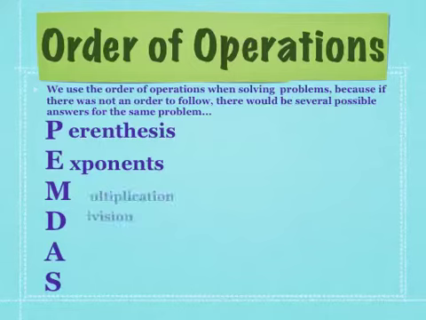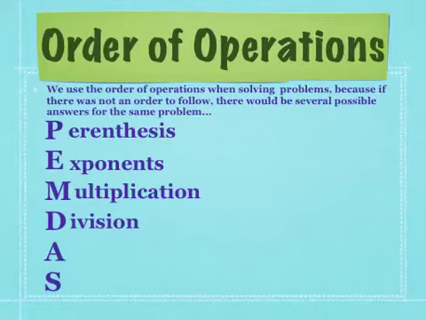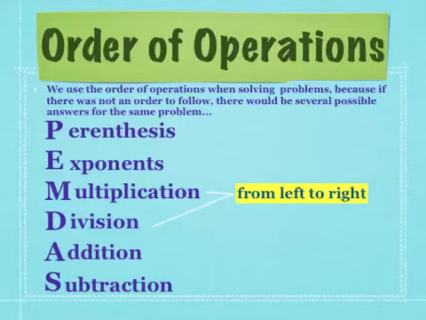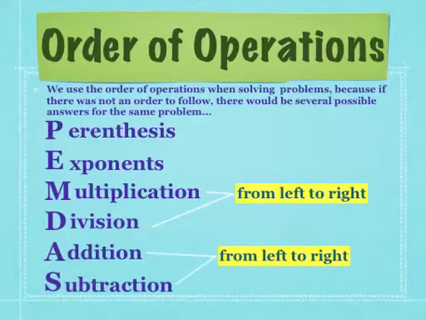Next, you're going to look for multiplication and division, and these are a little bit different because we're going to work those from left to right in the order in which they appear in the expression. And then addition and subtraction are similar. Again, after we look for parentheses and then exponents and then multiplication and division, we're going to look for addition and subtraction. Again, we're going to perform those operations from left to right in the order that they appear.